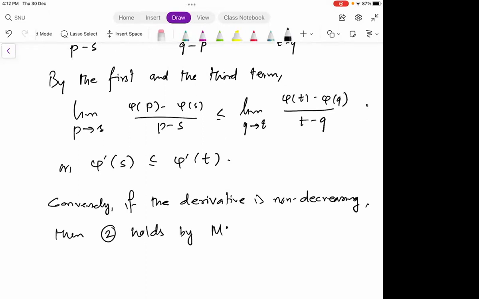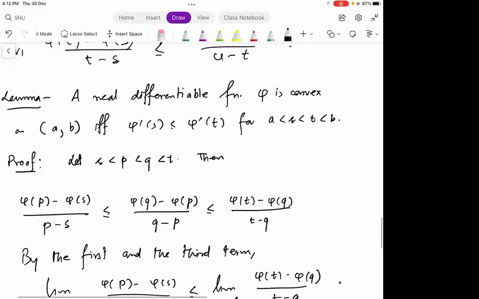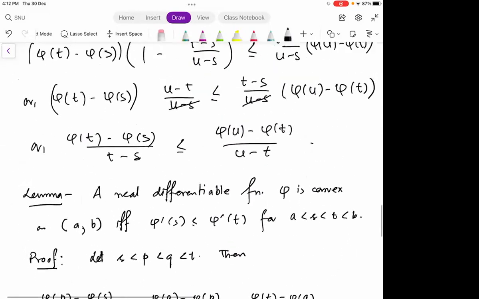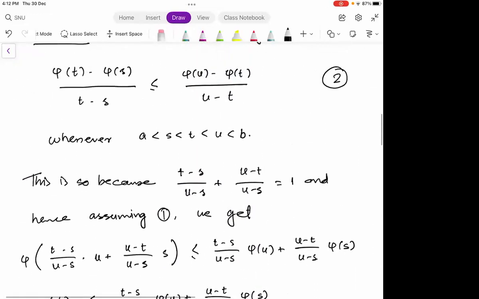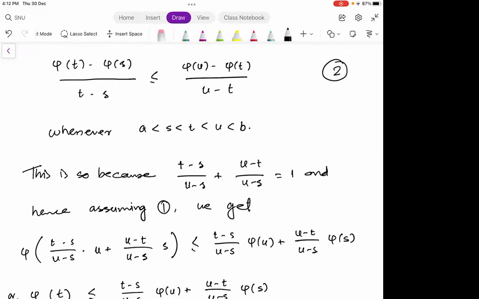Then 2 holds by the mean value theorem. 2 is equivalent to convexity. That is, 2 is equivalent to 1. 2 was this. I'll go where 2 is written. That's 2 at the top of the screen, and that's equivalent to equation 1, which was the defining criterion for convexity. And you want to show that 2 is satisfied. But how will you show 2 is satisfied?